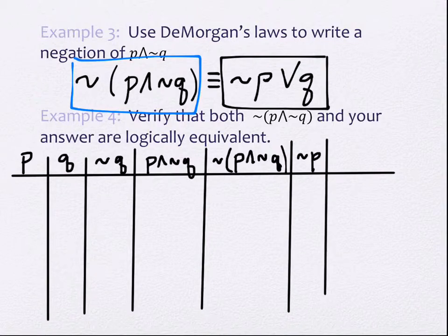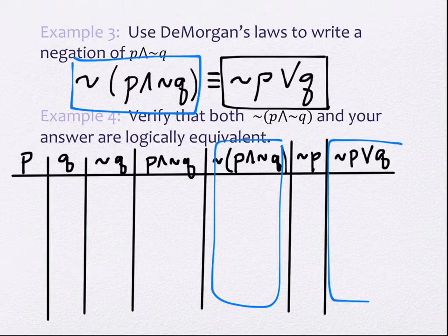Okay. What else? Yeah, the whole thing, right? The tilde P or Q. And to be logically equivalent means that the two of these columns that represent the two sides of my equation, in other words, this column and this column, once I'm done with them, they better have the same TF configuration. Right? They better match at the T's and the F's when I'm done. And if they do, then that means that they are logically equivalent.